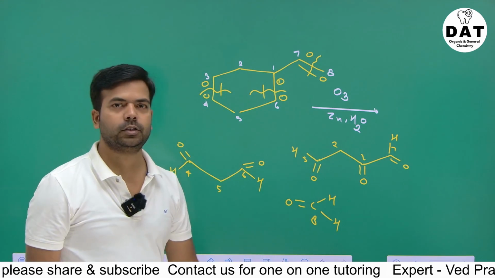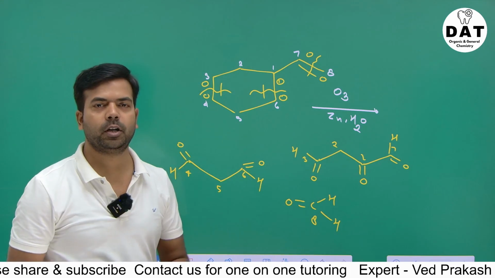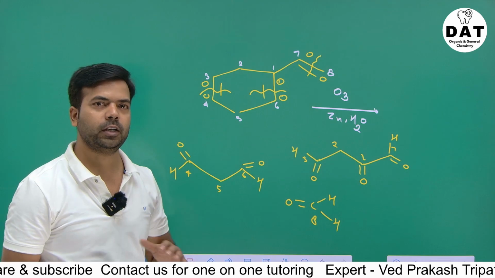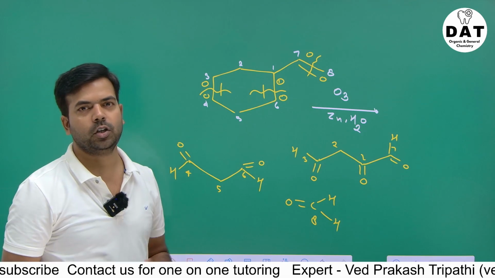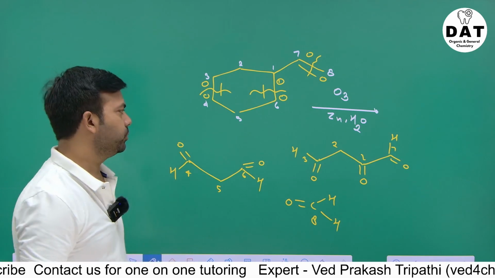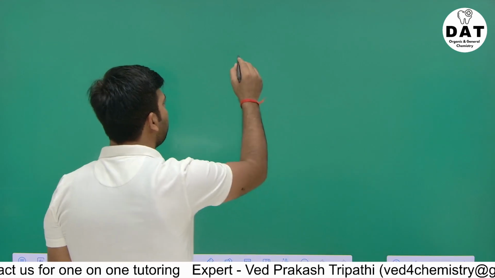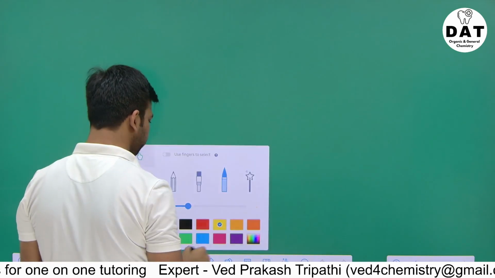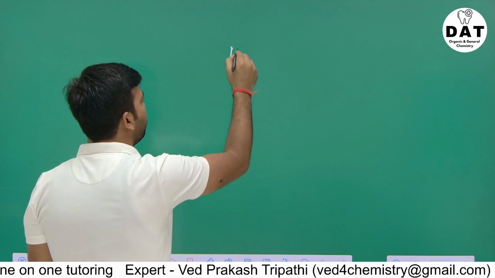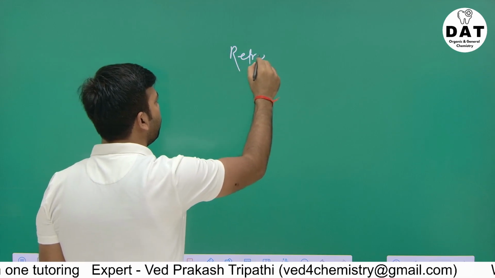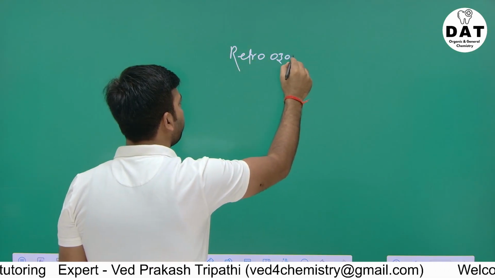So you can see, it's very simple. Whenever you have multiple double bonds, always mark the numbering and then split all the double bonds and attach oxygen on both sides. Retroozonolysis is also very important. Retroozonolysis.